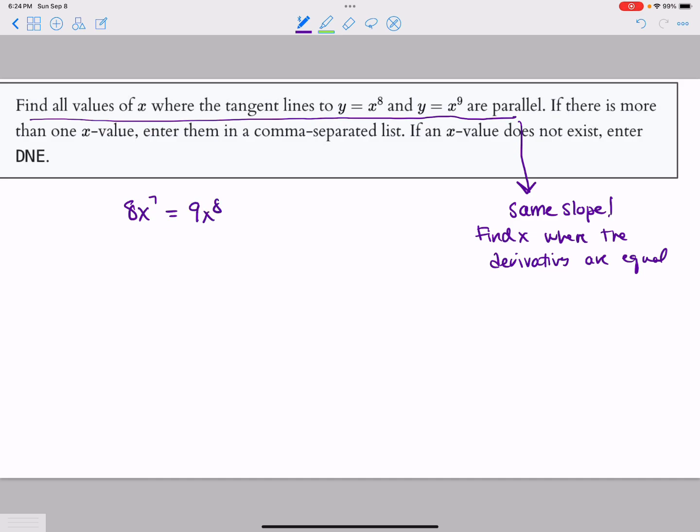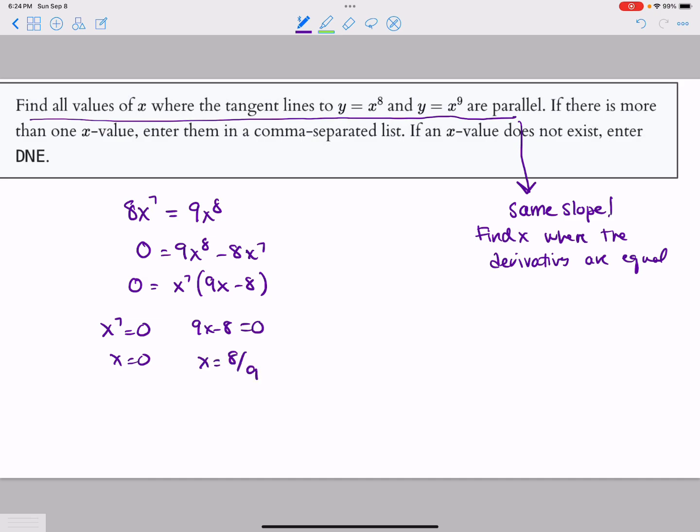I'm going to subtract the 8x to the 7 over, and I'm going to factor out an x to the 7. And so I have that x to the 7th equals 0, or x is 0. And I have that 9x minus 8 is 0, or x equals 8/9. So it says if there's more than one value, enter them in a comma-separated list. If the x value does not exist, enter any. So we have two values, the 0 and 8/9, where those two functions have the same slope.